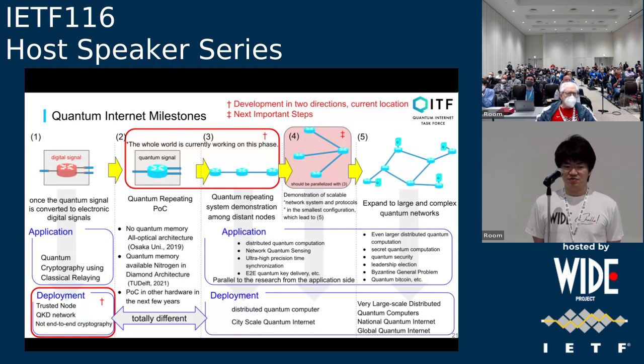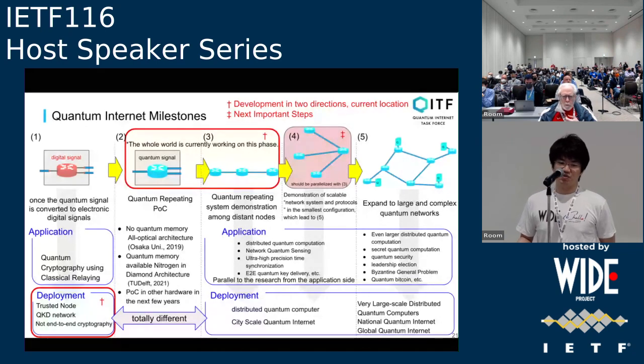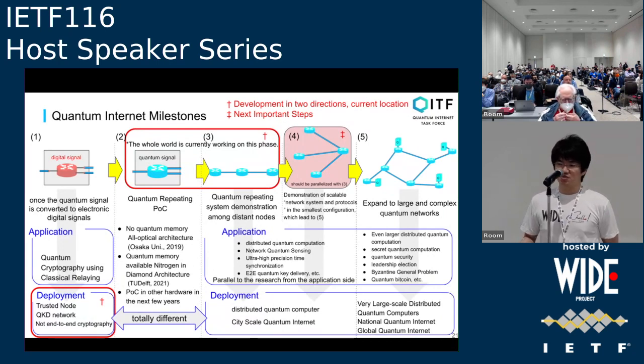From now on, I think the third step and the fourth step are very important, to achieve an actual quantum networking system. The overall quantum networking system, including routing and multiplexing, everything is very important. The starting topology should be the smallest, for the beginning of such system demonstration. And if we achieve such a system with scalability and robustness, we can expand such a network to more complex and large-scale networks in the fifth stage.